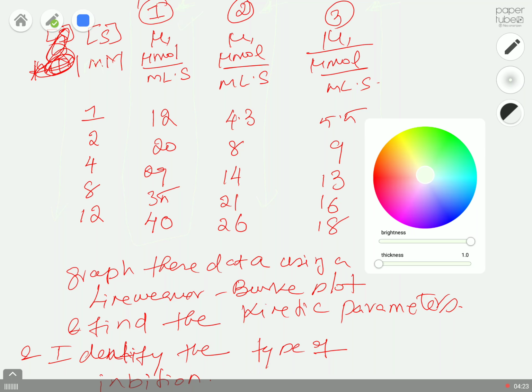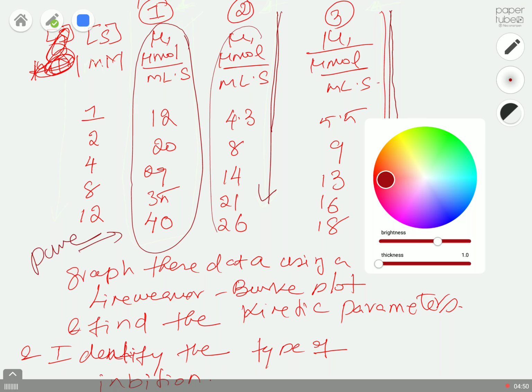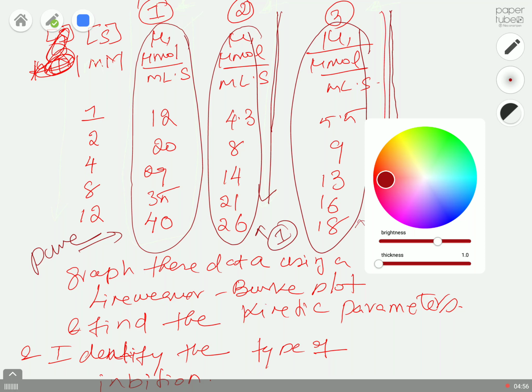So this is for pure. This data is for inhibitor 1, and this data is for inhibitor 2. Wait a second. So for some reason, this is your inhibitor 3. So this is, sorry, inhibitor 2, and this data is for inhibitor 1, and this is for pure. So that's pure, that's inhibitor 1, and that's inhibitor 2.